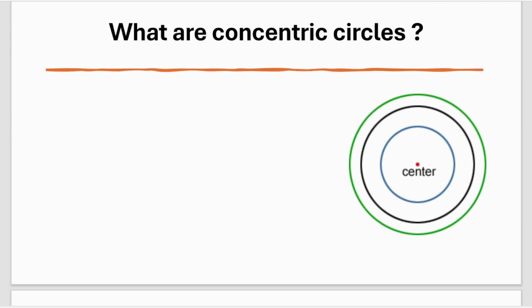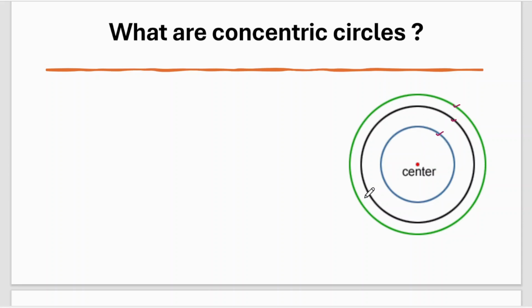So what is concentric circle? Concentric circles are circles where two or more circles are drawn with a common center. This is your common center. See, we have drawn 3 circles and we can draw many more circles.